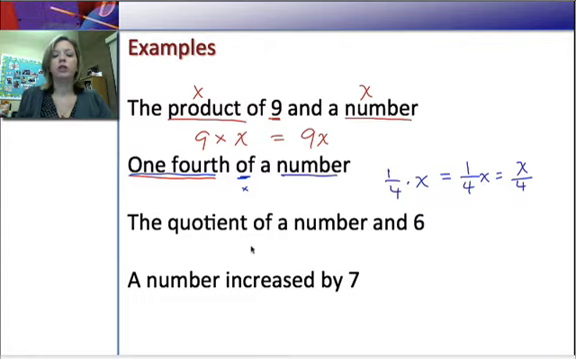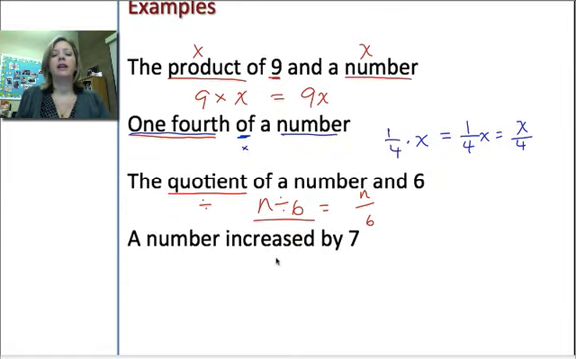Now we have the quotient of a number and 6. So again, quotient meant divide. So we're going to divide n by 6. So I can write it that way, n divided by 6. Or more frequently, the way that we'll want to write that expression would be n over 6. We're going to write it as a fraction because, believe it or not, it's actually easier to deal with this statement than it is this statement in algebra. So we'll write that as n over 6.